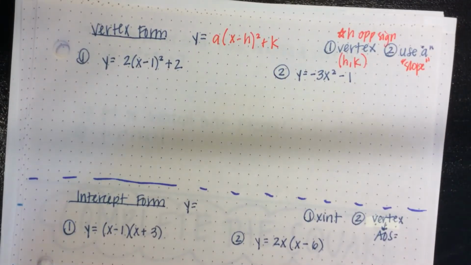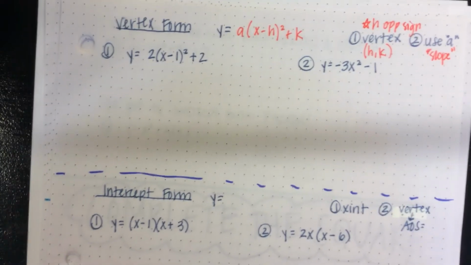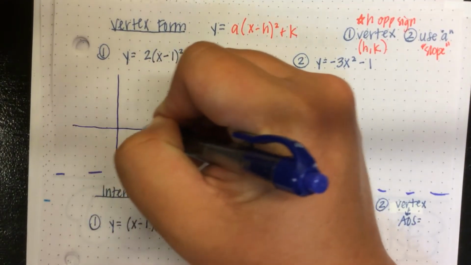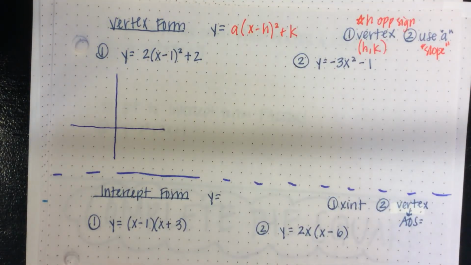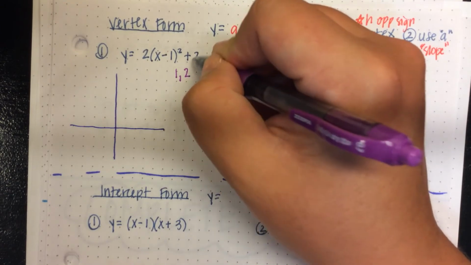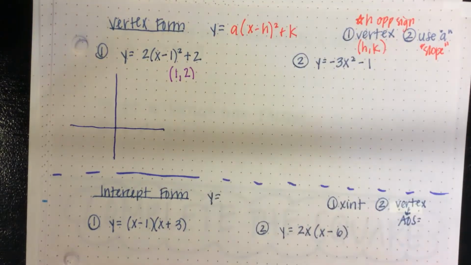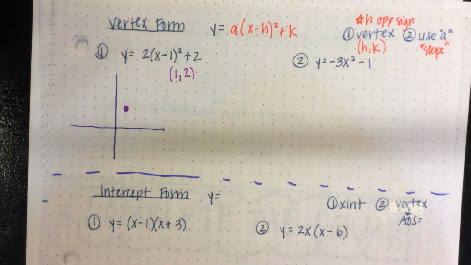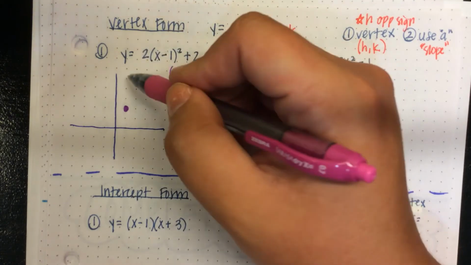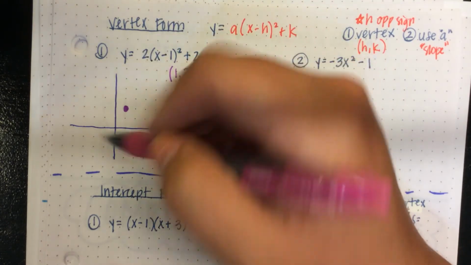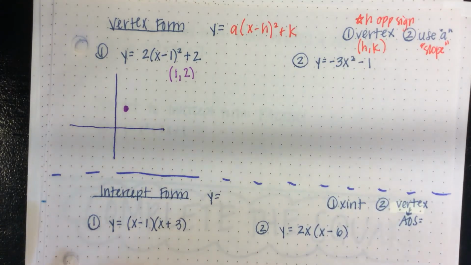So for the first one, I want to find my vertex. Let me draw my x-y axis here. I'm going to get the vertex straight from the equation, and that vertex is going to be positive 1, positive 2. h is opposite sign, k is the same sign. So I'm going to go to (1, 2), and I'm going to put a point. Now I know that this is also my axis of symmetry because it's got to go through that point, but I don't have to always have that on my graph.